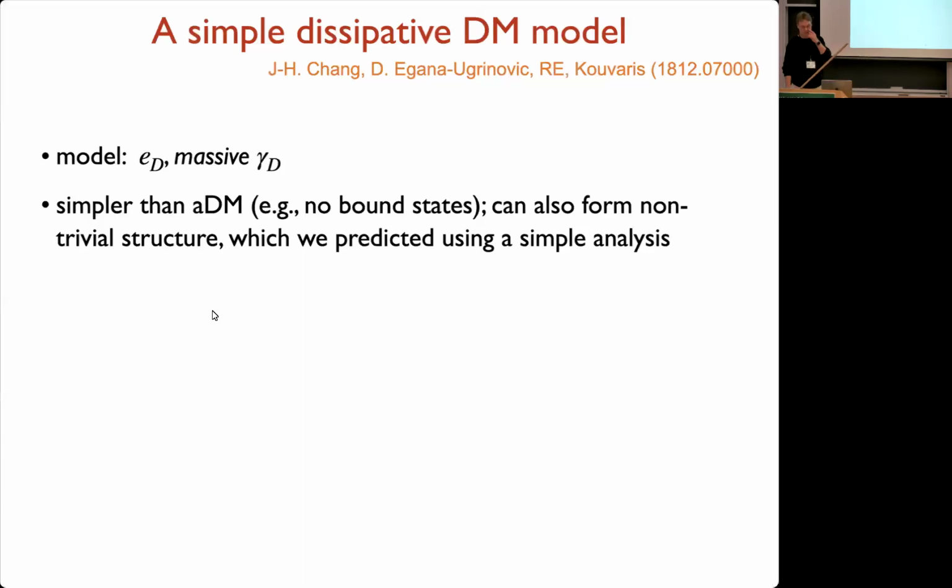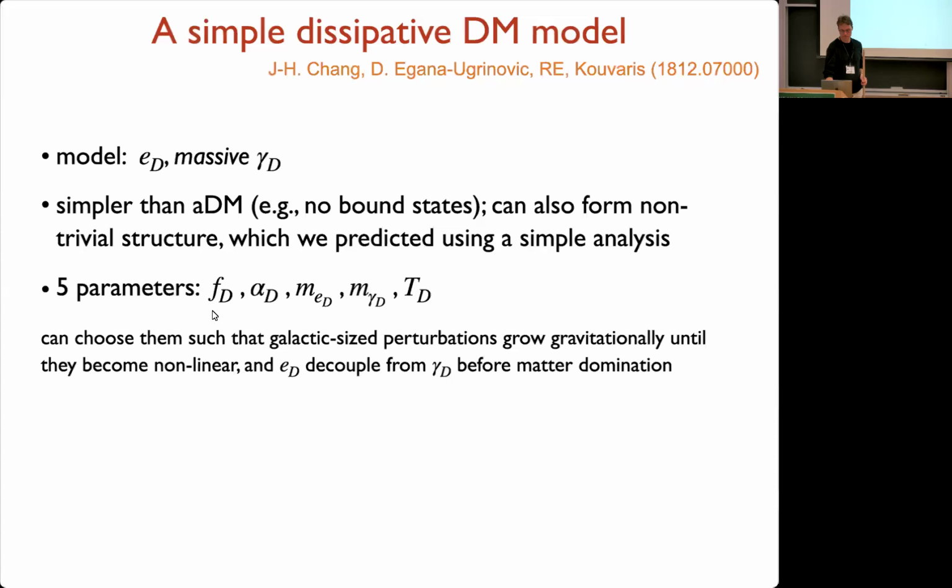It turns out that this can also form non-trivial structure, which we try to predict using a very simple analysis. There are 5 parameters again, so in that sense it is the same as the atomic dark matter model. Instead of a dark proton mass, as we had in atomic dark matter, here we've got a dark photon mass, so that's the one parameter that's different. But having no bound states helps with analyzing it.